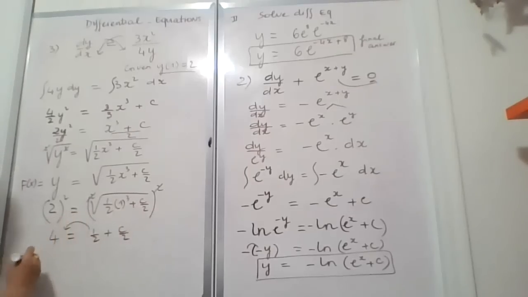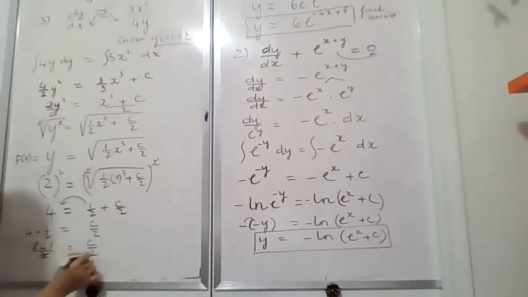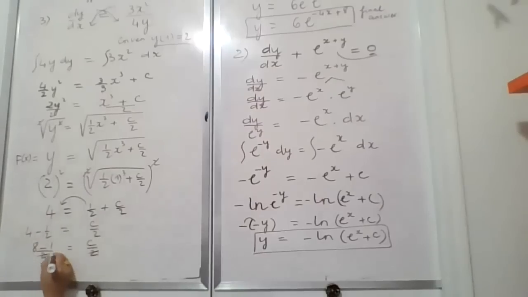So move this number together. 4 minus 1/2 will be equal c over 2. Common denominator, 8 minus 1 over 2 will be equal c over 2. Now at this point, because both of them have a 2 as a common denominator, whatever we do to the left, the same like we do to the right. I hope you can see the board. We can just cancel the 2 down here. So 8 minus 1 is 7 equals c. So we have 7 equals c.